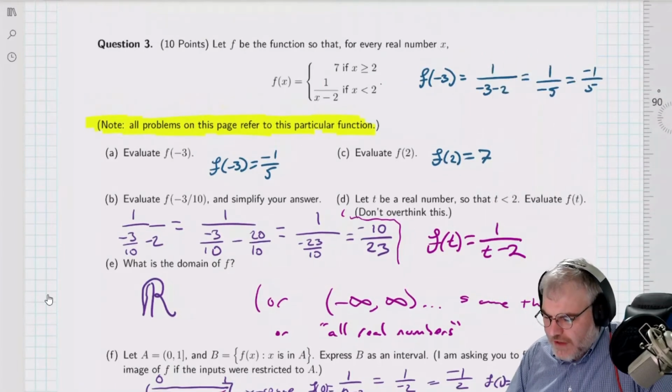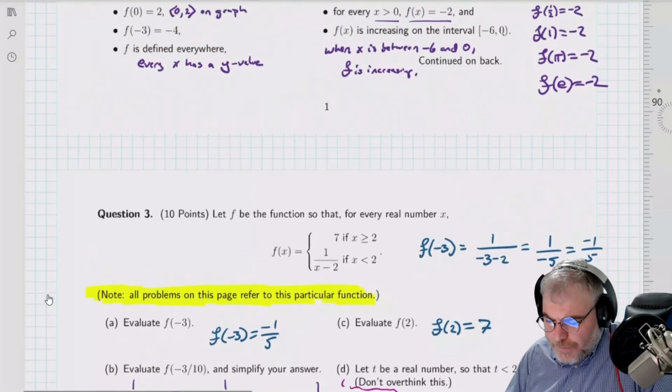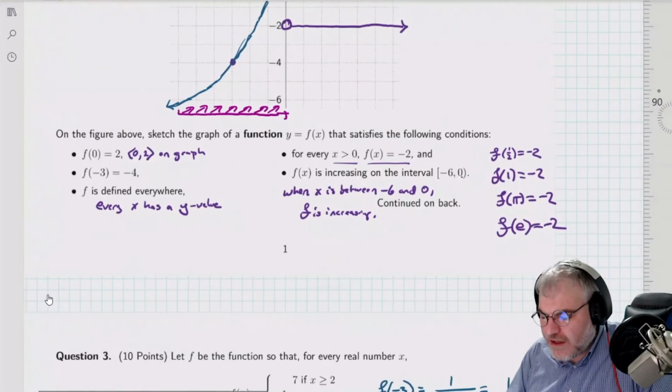Let f be a real function. I've got a piecewise function here. Correct. The little light purple arrow down here, those are notes.